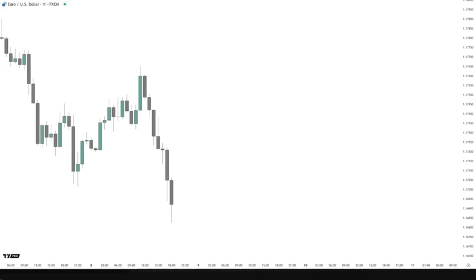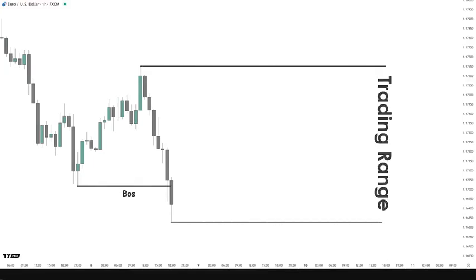Here on the Euro-Dollar 1-hour chart, we have a bearish market structure formation, so we are only interested in selling opportunities. The first step is to define the trading range. This is the latest breakout, so we mark the trading range from the swing low to the swing high. This means we anticipate the correction to happen inside this range, and the next impulse to follow downward. If the price breaks above this protected high, the entire bearish outlook changes.